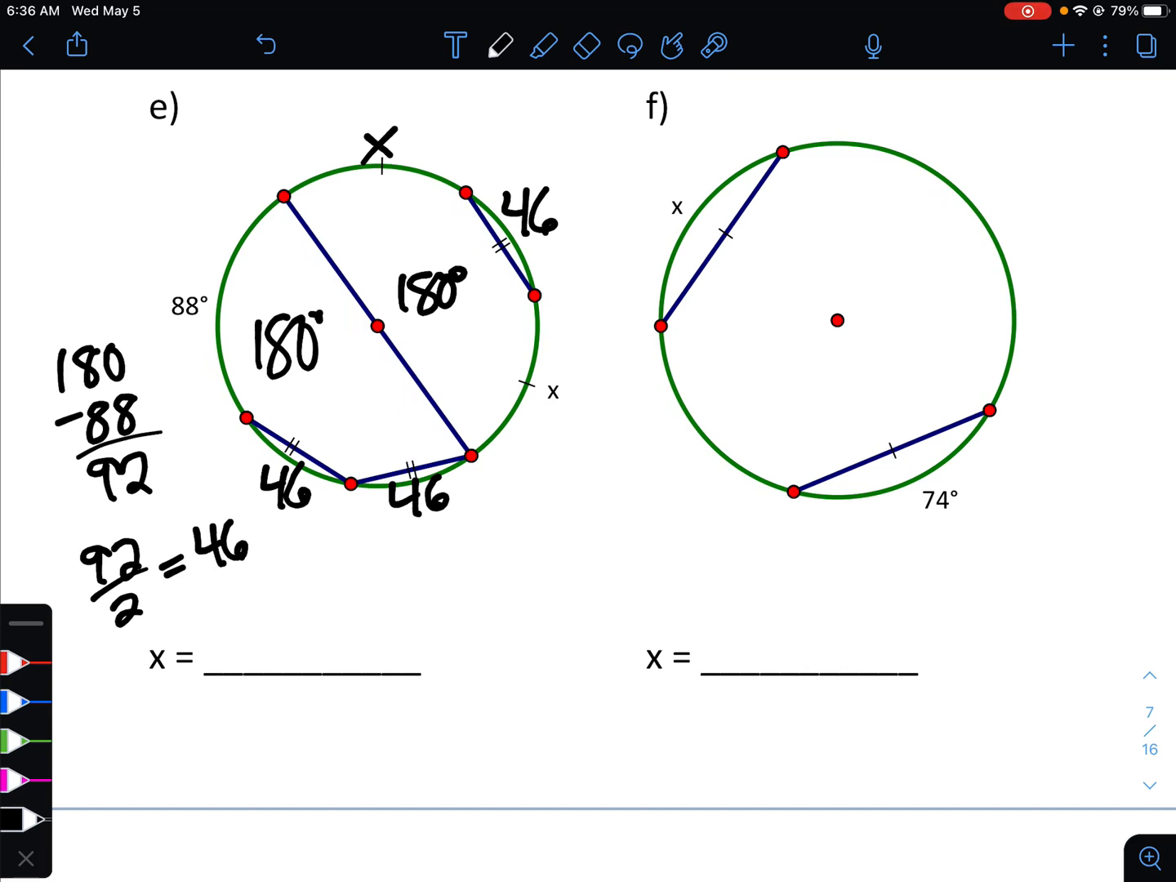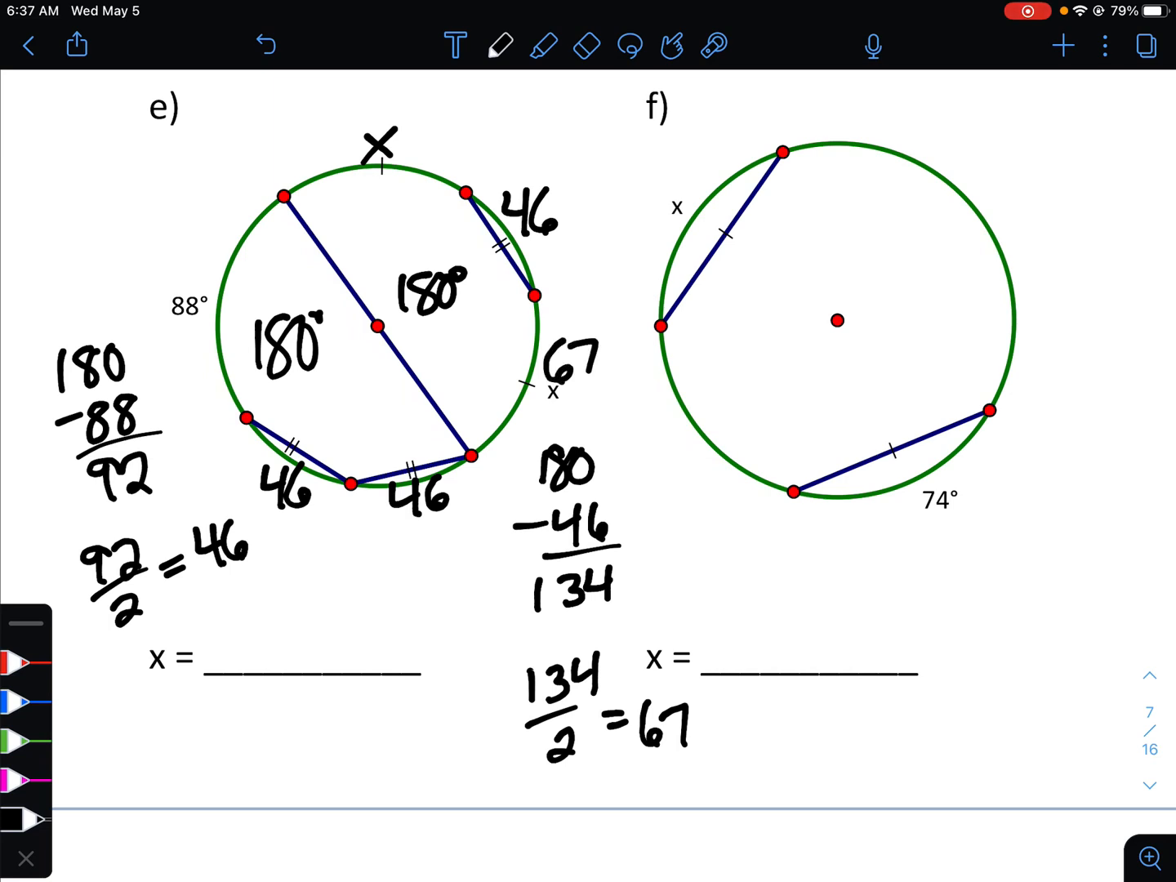So then we're going to do the exact same thing on the other half of our circle. We're going to take this time 180 minus that 46 that we just found, which is 134. And then once again, we're going to divide that by the two sections that we need to find. And 134 divided by 2 is going to be 67. That's going to be our measure for x in both of these places. And there is our answer.